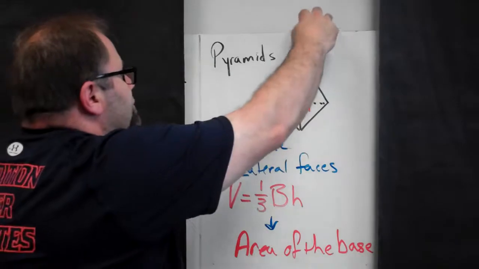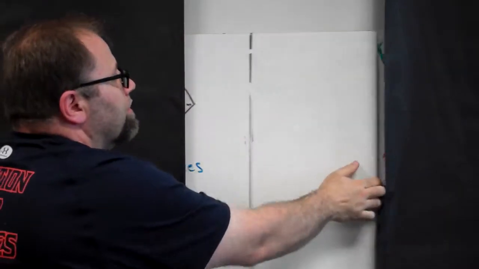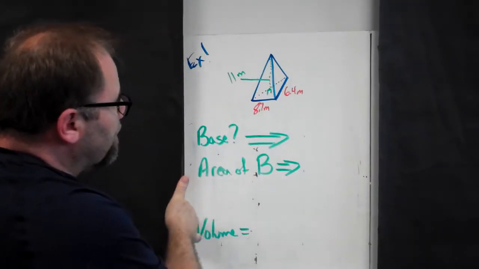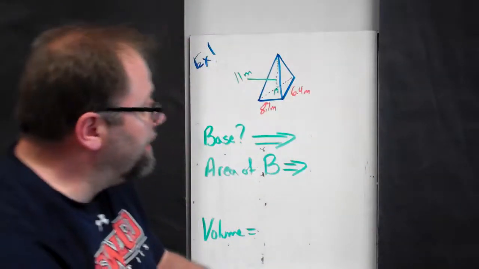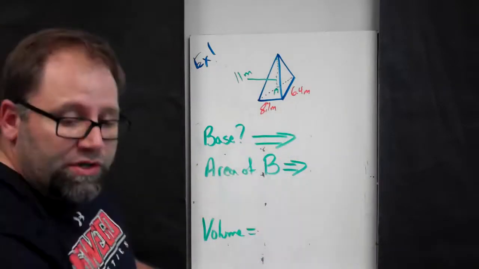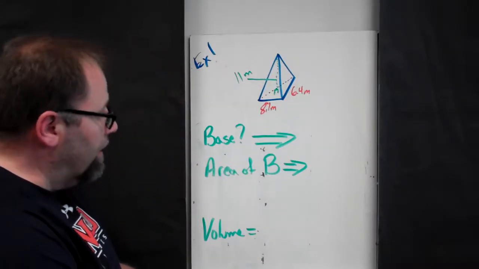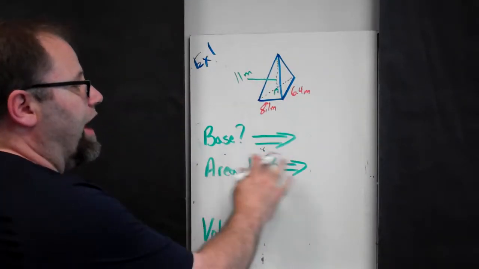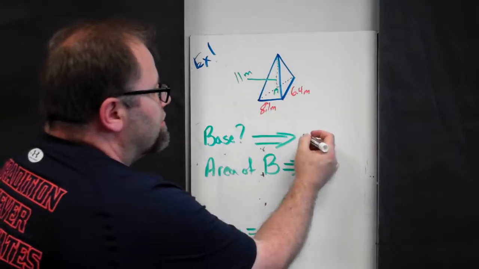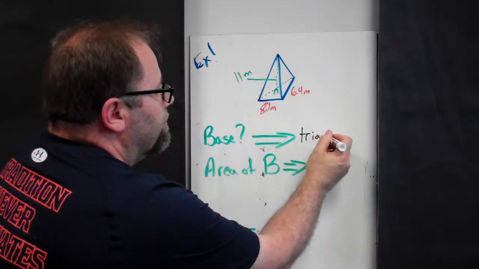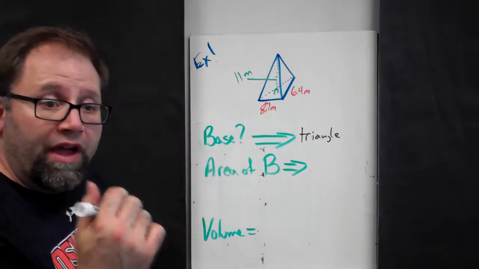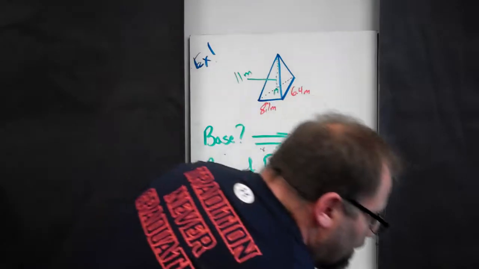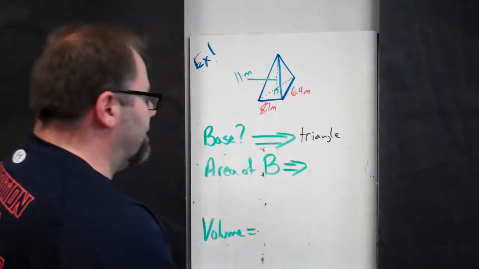Okay, let's try a problem. Might make a little more sense if we get the numbers involved. So looking at this, we've got a triangular pyramid here. And that's the first thing you're going to ask yourself: what kind of base is it? So what I know is it's a triangle. And then I want to find the area of that base. And I know my area formula for a triangle is 1/2 base times height.